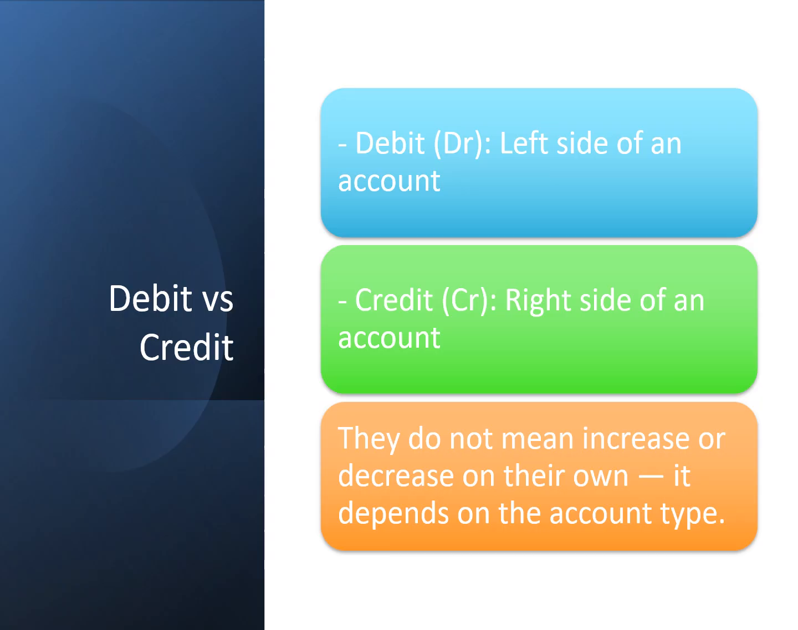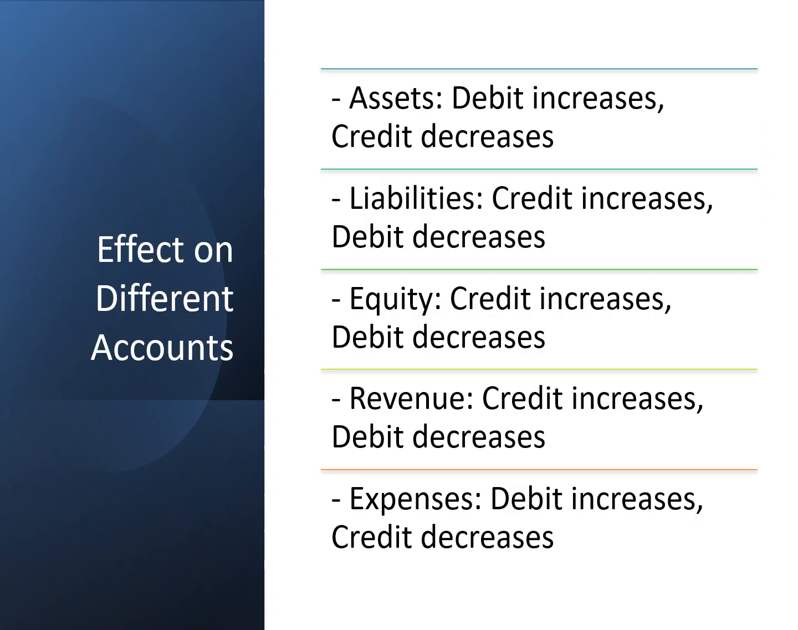Now let's clear up a common myth. Debits and credits do not mean increase or decrease by themselves. They simply refer to the left and right side of an account. A debit means the left side and a credit means the right side. Whether a debit increases or decreases an account depends on the type of account. Here's how debits and credits work in different types of accounts.